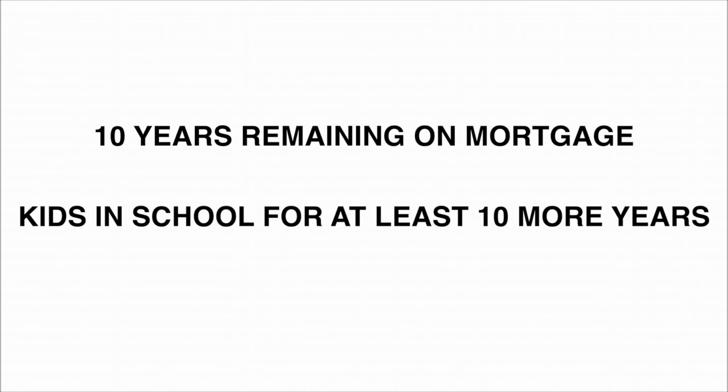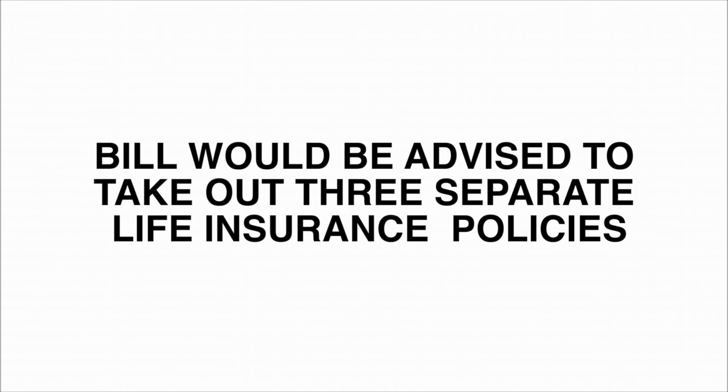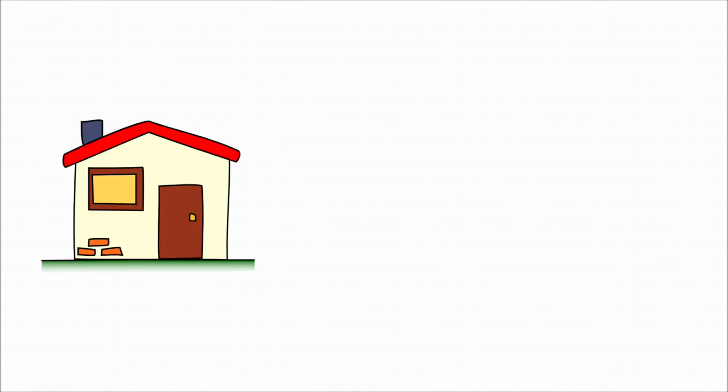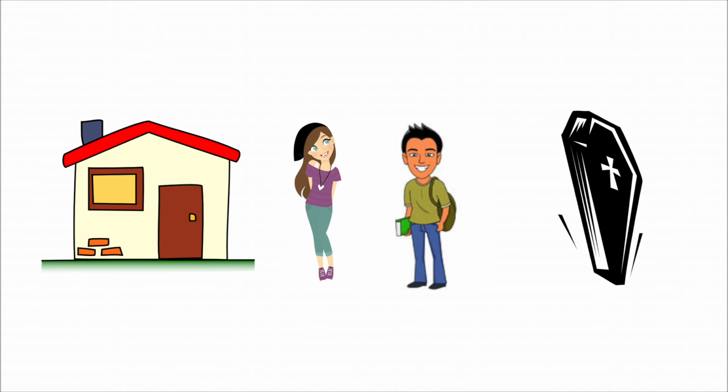We also know that Bill has 10 years remaining on his mortgage, and his kids will be in school for at least 10 more years. So that means that Bill will need a life insurance policy with a term length of 10 years or more. In this specific example, Bill would be advised to take out 3 separate life insurance policies: one for his mortgage, one for his kids' college tuition, and one for his funeral expenses.